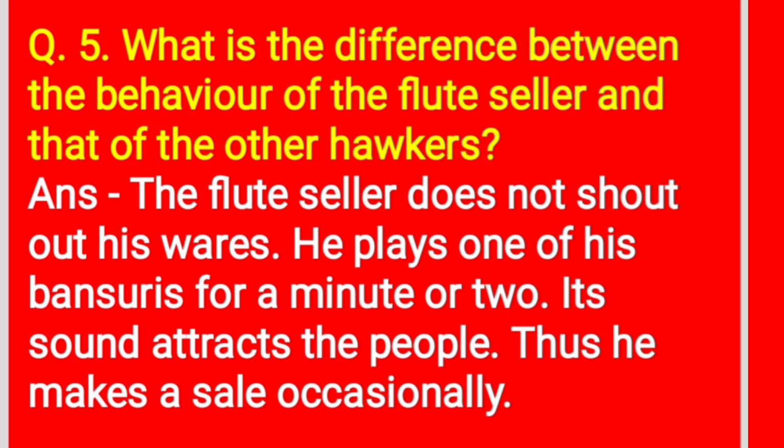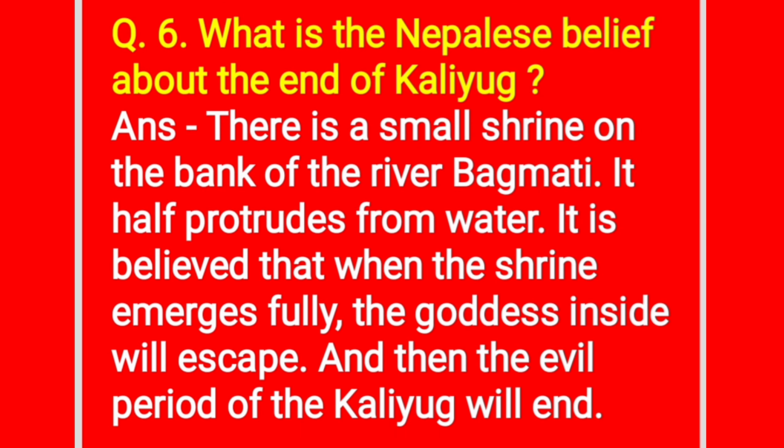Next question. Question 6. What is the Nepalese belief about the end of Kali Yuga? Answer. There is a small shrine on the bank of the river Bagmati. It half protrudes from water. It is believed that when the shrine emerges fully, the goddess inside will escape, and then the evil period of the Kali Yuga will end.